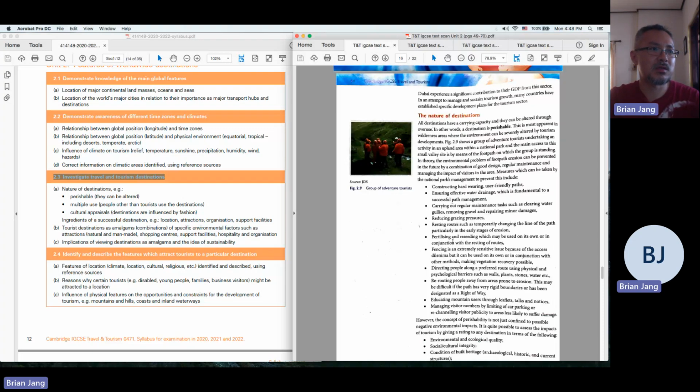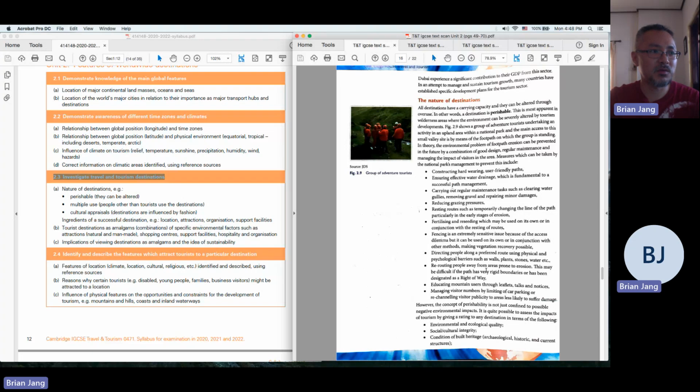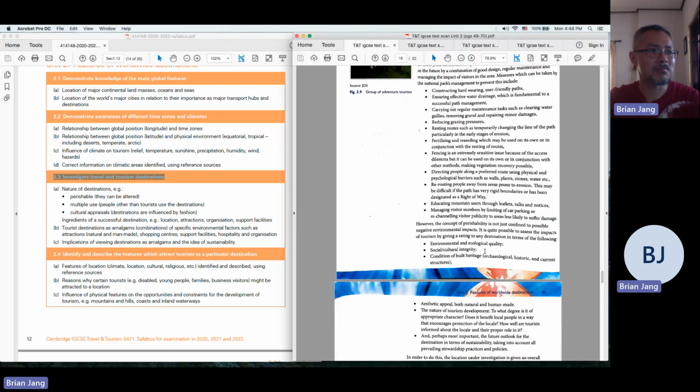So I think we did a worksheet in class that covers these bullet points, which are just preventative measures of how to keep a destination from perishing too fast, trying to maintain it so that it continues to stay attractive for people to come and see.